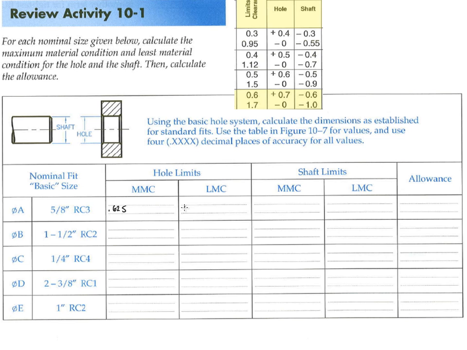So to begin, I'll put 0.625 in for everything, because that's my nominal size all the way across.